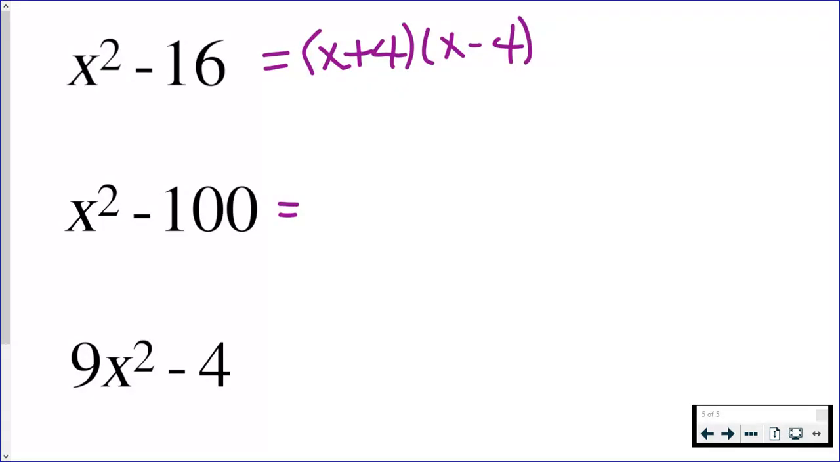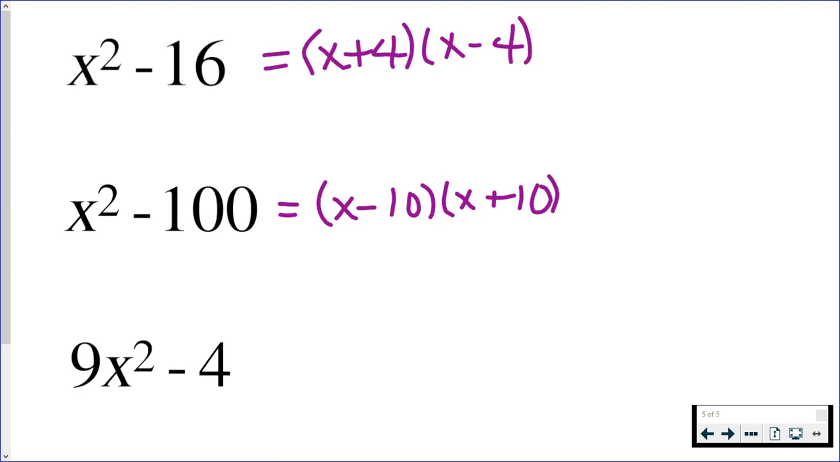So I'll show you another one. It's the same pattern. I recognize 100 as a perfect square. The square root of 100 is 10. And I'm done.